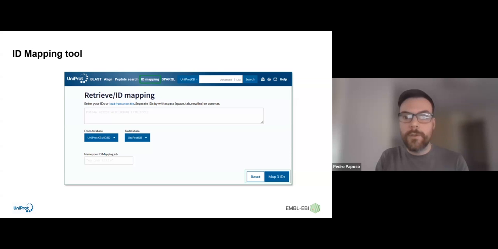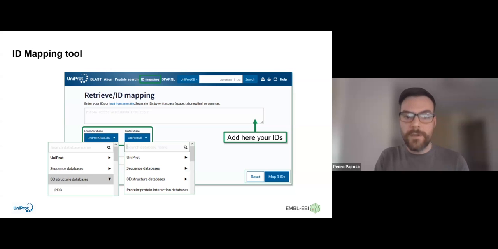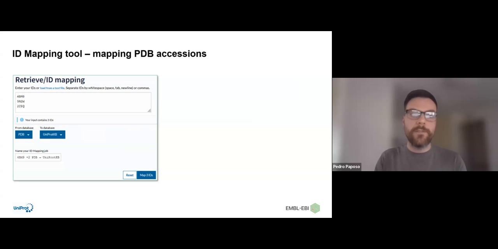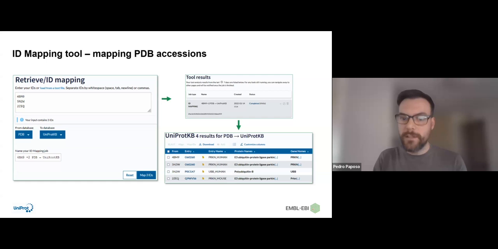So in this example, we are going to select a list of PDB entries, and we want to search them in the UniProt knowledge base. So here you can see that we have three PDB identifiers, and we want to see which identifiers we can see in the UniProt knowledge base. Then we can run this tool, and once it's completed, it will provide you the different IDs, and you can directly access them to see the protein pages.